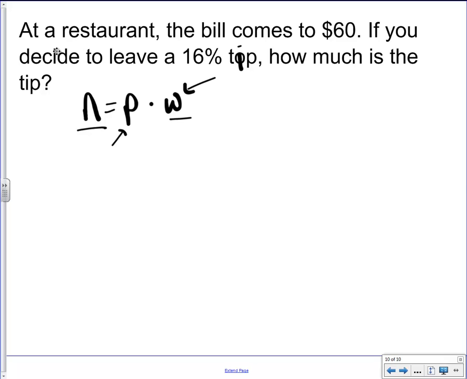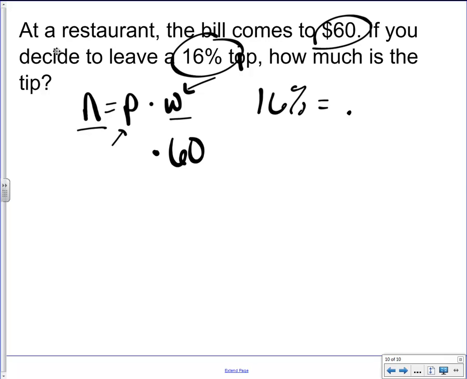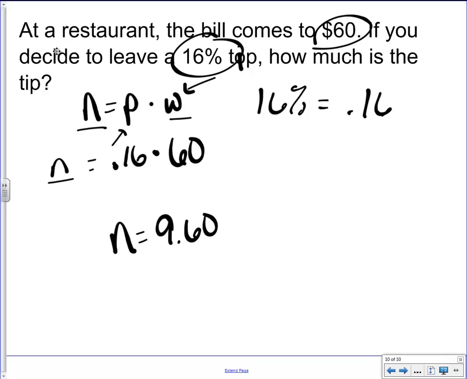So what we're going to do is plug in what we know. The bill is my whole, right? That's how much I have. The percent I'm trying to tip is going to be 16%. And I want you to see that 16% is the same thing as 0.16. Anytime I plug it into an equation, I have to use the decimal. And I'm trying to find how much the tip is, so n is going to be my tip. If I type in 0.16 times 60 into my calculator, I find that I have to leave a $9.60 tip if I'm tipping 16% and my bill is $60.